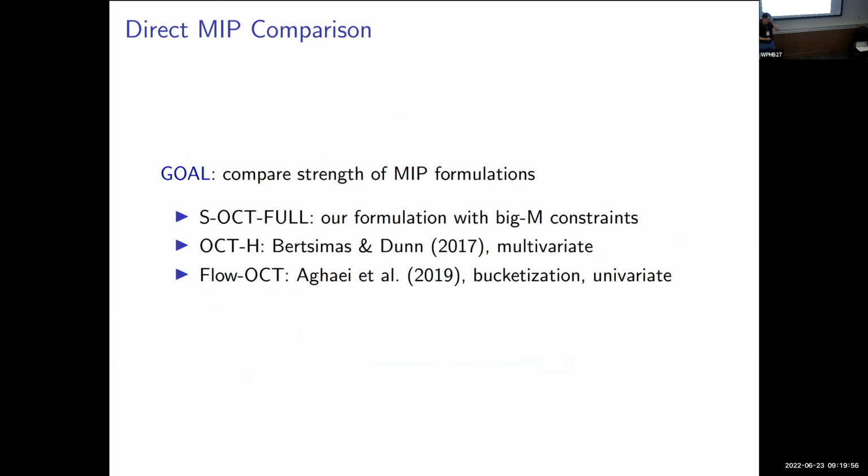There are two experiments that we do. One is what we call direct comparison. We just compare against other methods from the literature. All we're trying to do is test the strength of the formulations. So our model is called SOCT. The S stands for shattering.